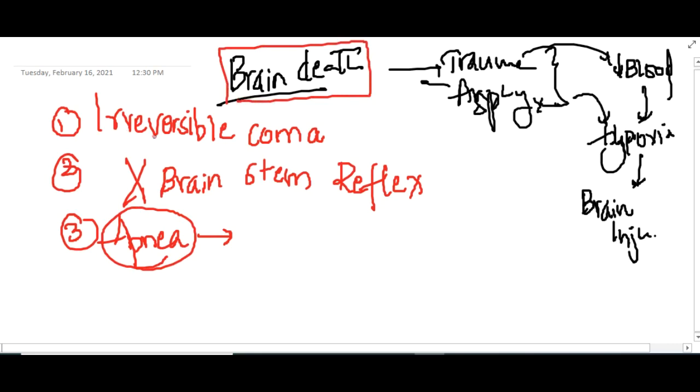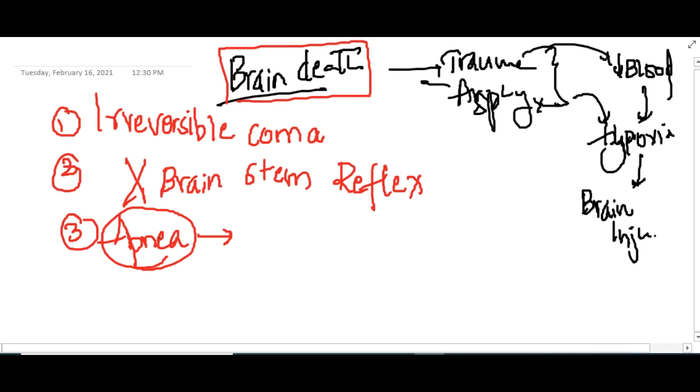For brain death, there should be irreversible coma, there should be no brainstem reflexes, that means there should be absence of light reflex, corneal reflex and gag reflex. There should be apnea, where there is absence of respiratory effort in response to an adequate stimulus.